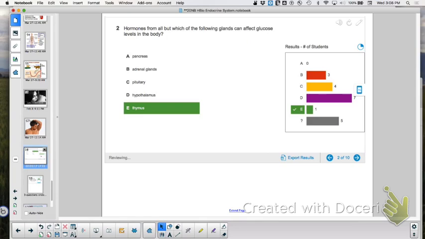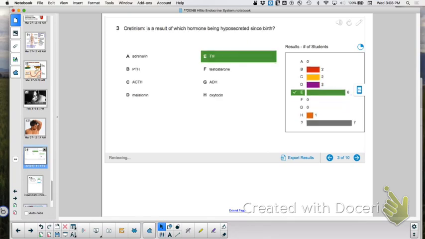Oh dear. Hormones from all but which of the following glands could affect glucose levels: the thymus gland? Even if you didn't know about the other ones, you should have guessed thymus. Why should you have guessed thymus? What happens in the thymus? Maturation of T cells. Does that have anything to do with glucose? No. Pancreas, yeah, nobody picked the pancreas. Adrenal glands, yes, adrenal medulla, fight or flight, you're gonna need sugar, but really it's from the adrenal cortex. Pituitary, yes. Hypothalamus, yes. Even if you didn't know all the specificities of the hormones, you should have known that thymus definitely doesn't affect glucose levels.